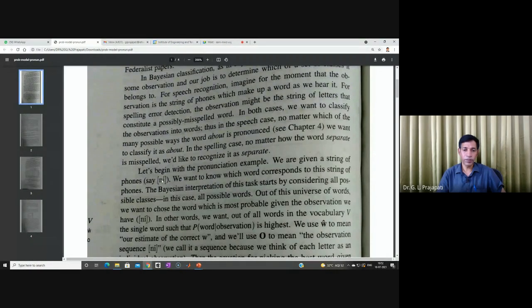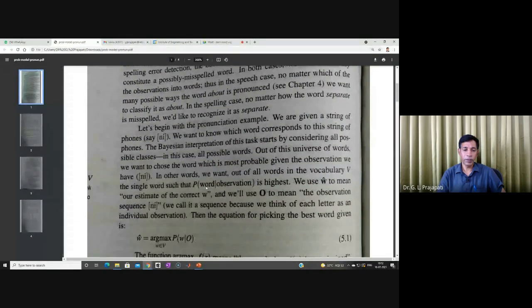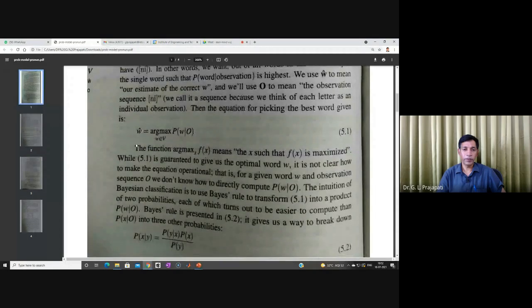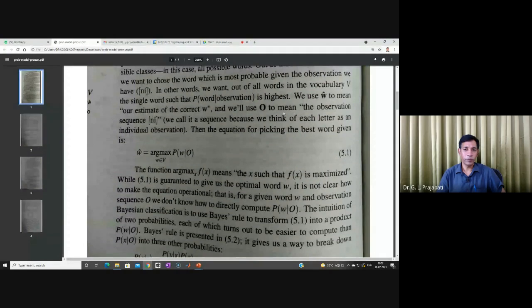Once you are given this observed sequence, you need to predict. We are interested in this argmax. O means observation, and in this case it is given as "ni." This is the phoneme sequence for some particular word. What we are going to determine is the probability of the most probable word, over whatever words are there in the corpus. We denote the set of all possible words in the corpus.